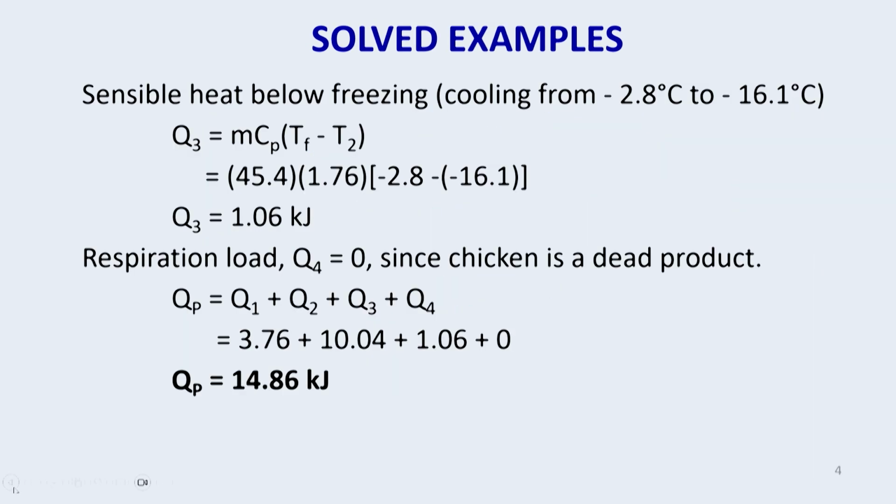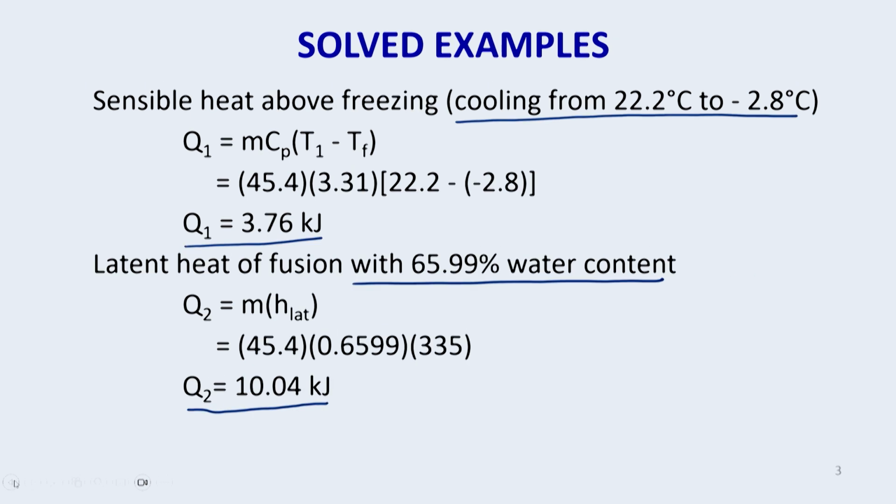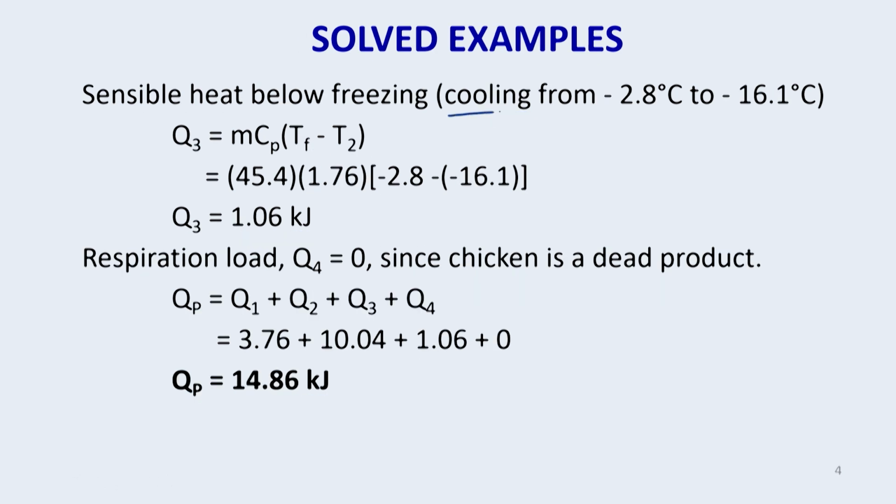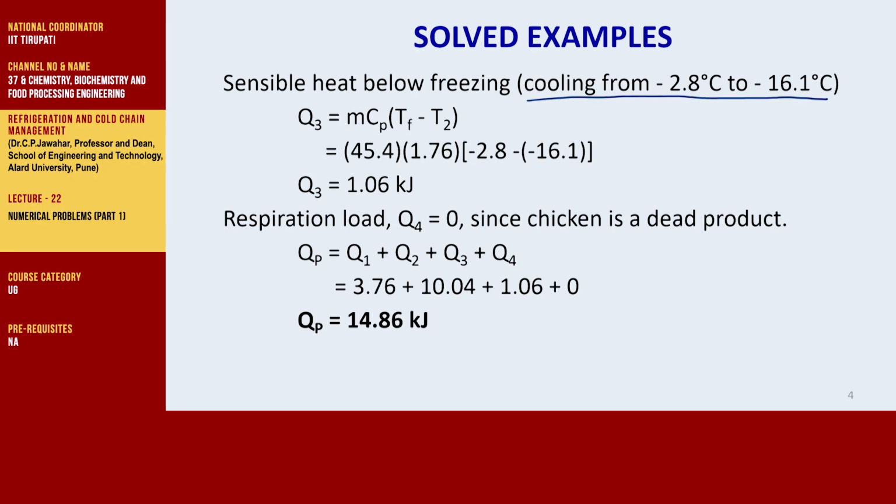So you can substitute the values. Q1 is cooling from 22.2 to minus 2.8. Then at the freezing point, the latent heat of fusion with 65.99% of water content. Then for Q3, it is cooling from the freezing point till minus 16.1. So the temperature only has to be substituted. This is TF, this is T2, and this is the Cp value below freezing. So substituting the values, we will get Q3 as 1.06 kilojoule.